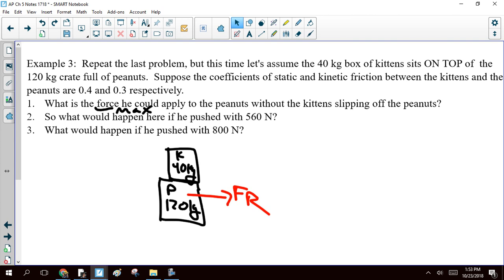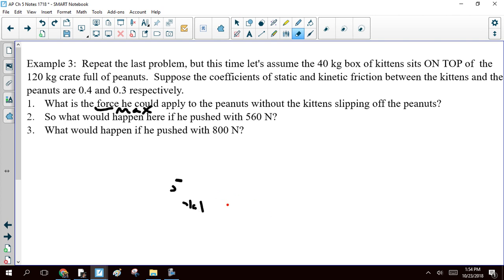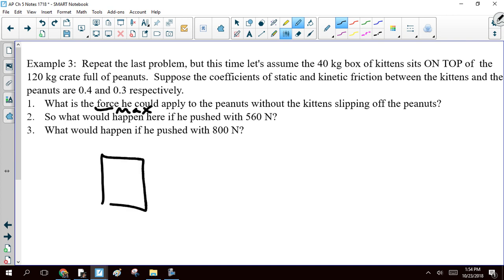So here, we can't start with the system this time, right? Because if we start with the system, we're assuming everything moves together, and it might not move together. So this time, rather than starting with the whole system, I'm going to start with the individual objects. Okay? So let's do this. Let's start with the kittens.